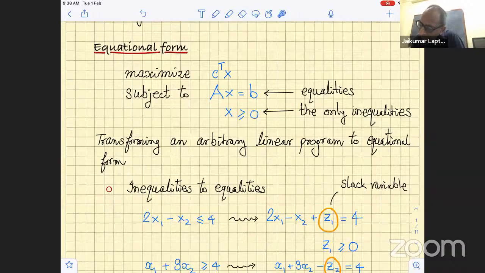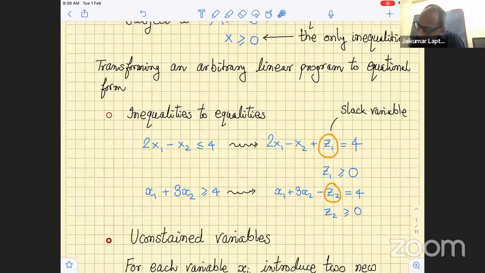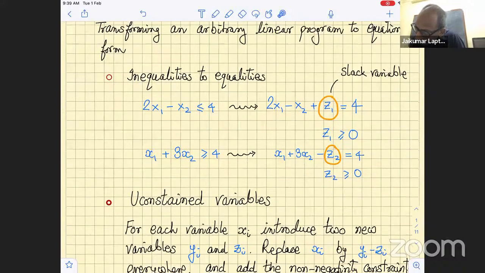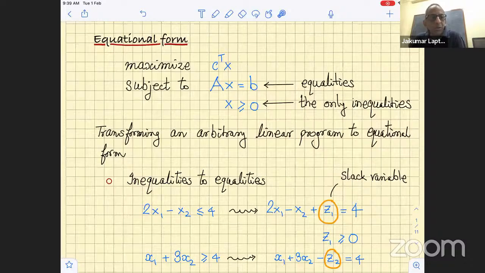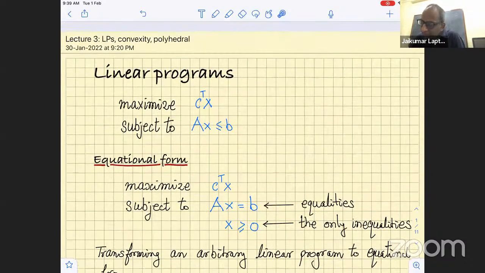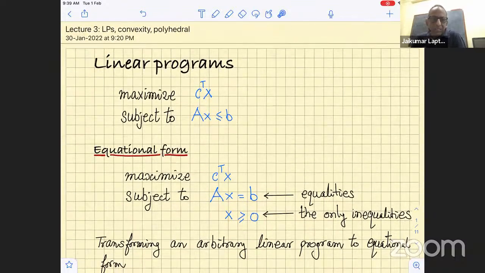The other thing is that here, the important thing is that every variable is set to be non-negative. Now, in a general linear program, there might be variables which are not constrained in any way. A linear program is free to say that some variables can take both positive and negative values.